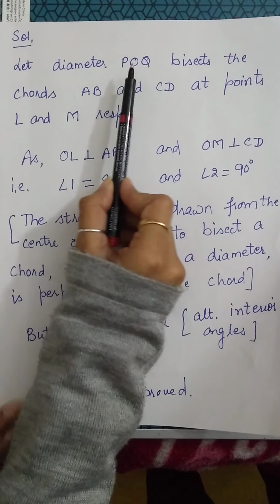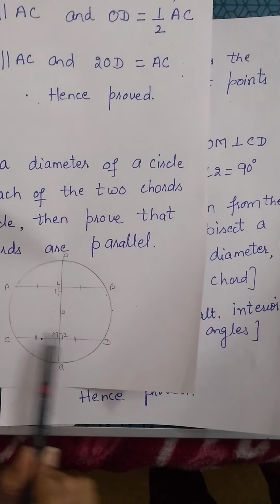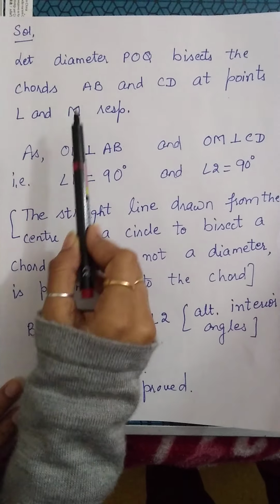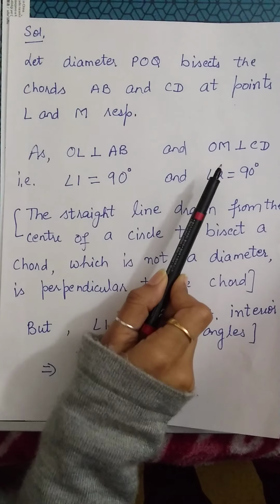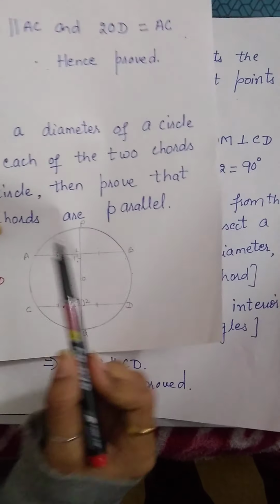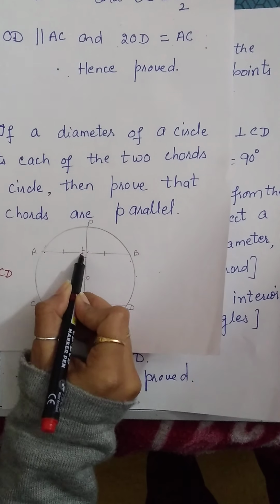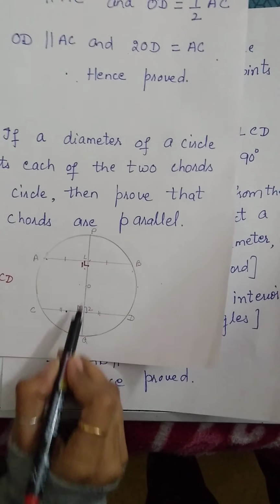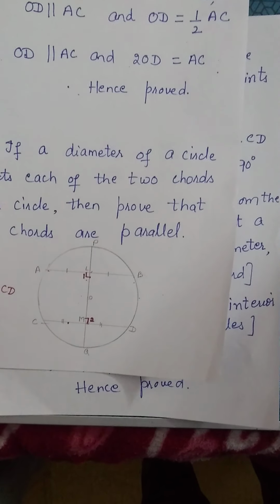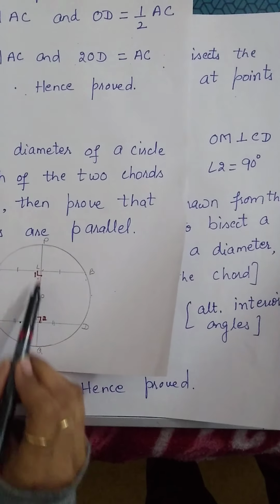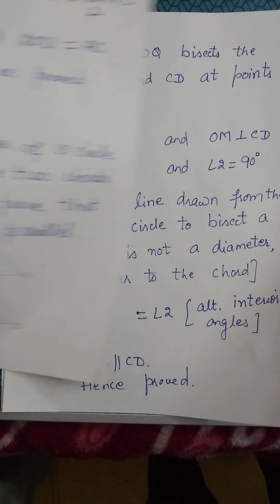Okay, we know diameter POQ is bisecting the chords AB and CD at points L and M respectively. We know OL is perpendicular to AB and OM is also perpendicular to CD. If OL is perpendicular to AB, I can take this angle 1 as 90 degree. If OM is perpendicular to CD, I can take this angle 2 as 90 degree also. Now if you see these two angles, both are 90 degree, but they are forming alternate interior angles.